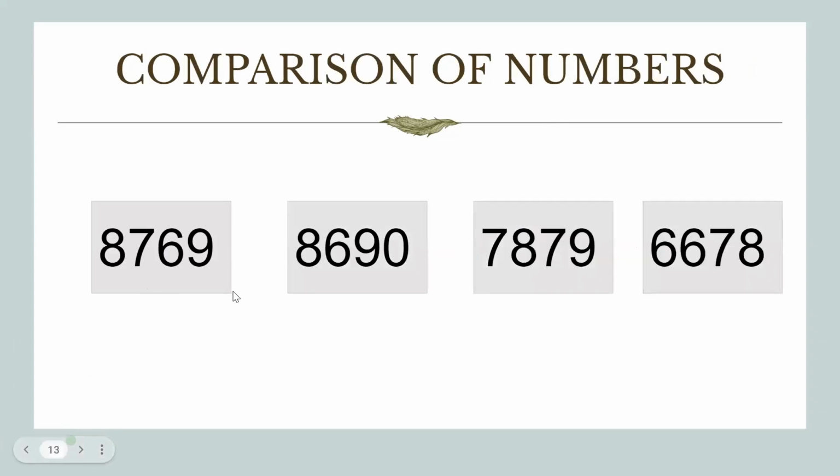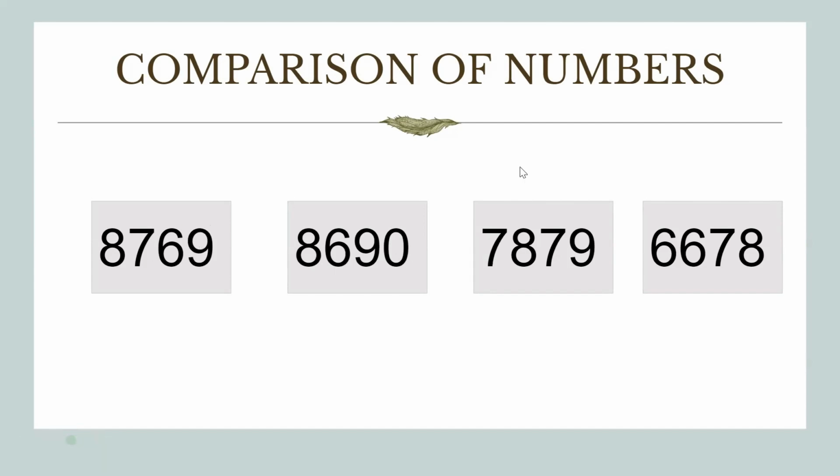Next is comparison of numbers. When we compare, what do we compare? We'll start comparing the digits from left to right. Which one is bigger? 8769, 8690, 7879, 6678. So 8769, yeah, this is the bigger number.